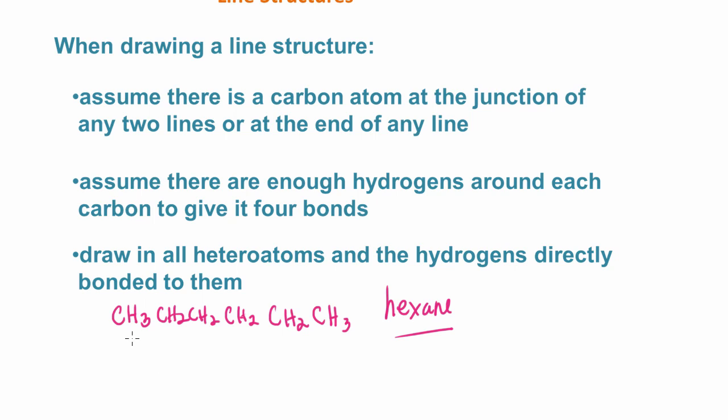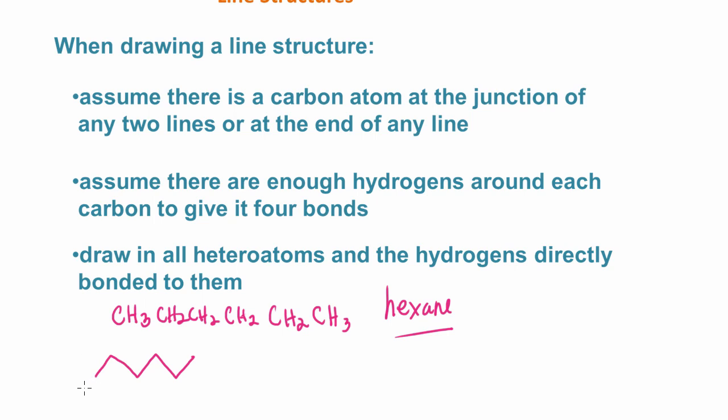So I start again. I go from left to right. So here we have the CH3. So that would be here. And then we have 1, 2, 3, 4 CH2s. This would be the first one here. 1, 2, 3, 4, and then a CH3.